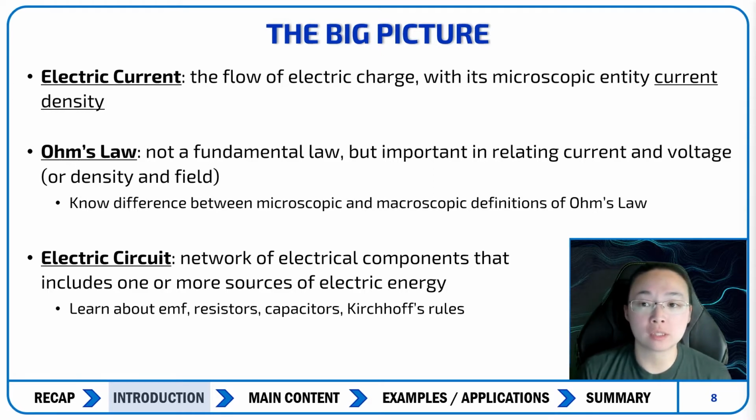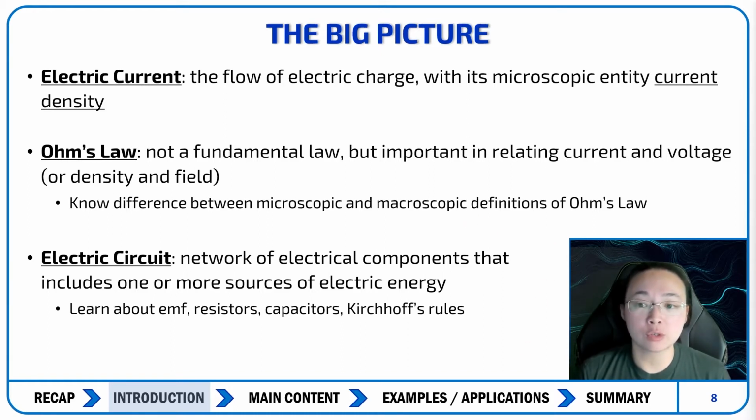Now, for the electric current, there's also a microscopic component to it, and that's called the current density. How much current can a specific portion of that object carry at a certain point in time? So those are two things we're going to take a look at, starting with the microscopic. Ohm's law is not a fundamental law, but it's very important in relating current and voltage, or the microscopic view would be density and field. At some point, we're going to define the differences between the microscopic and macroscopic views of Ohm's law.